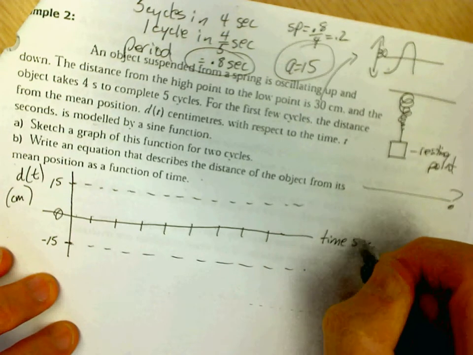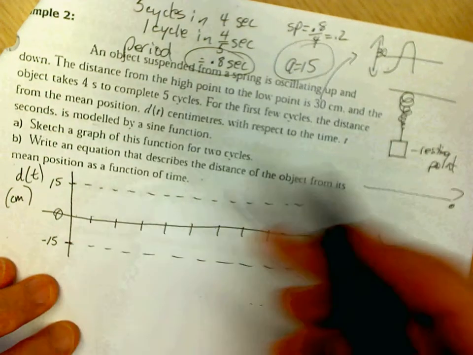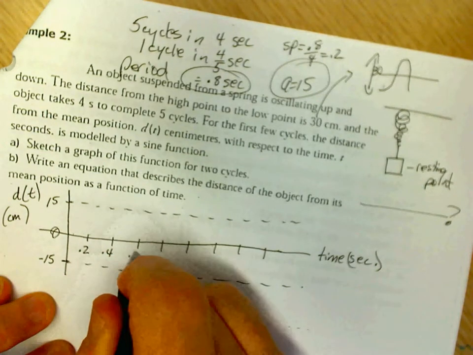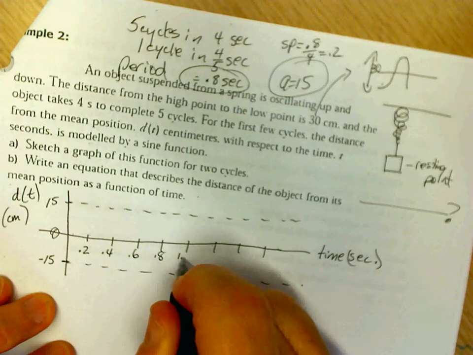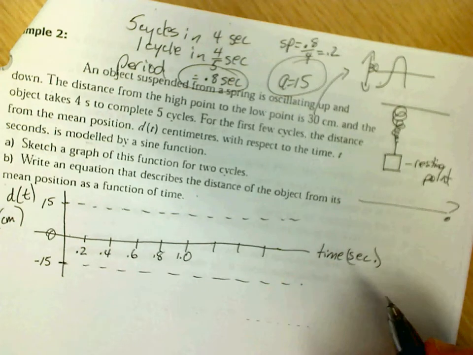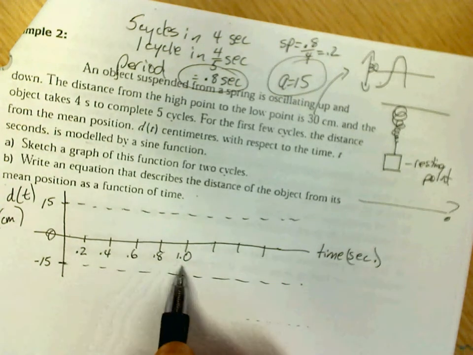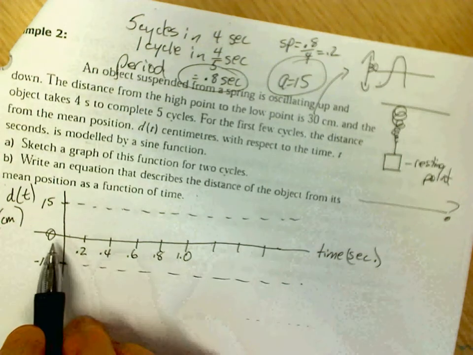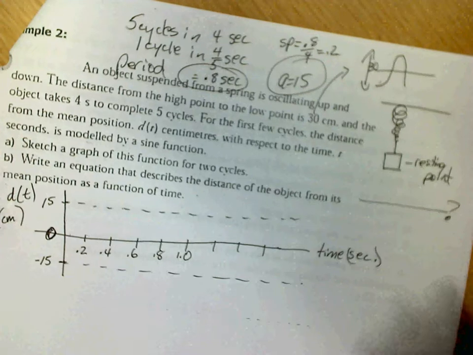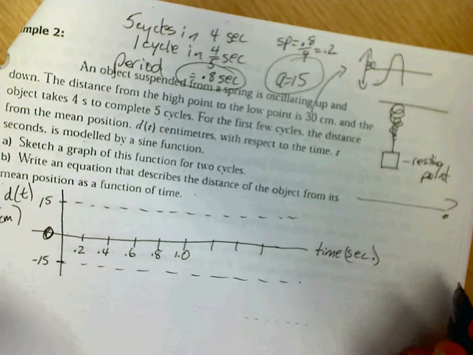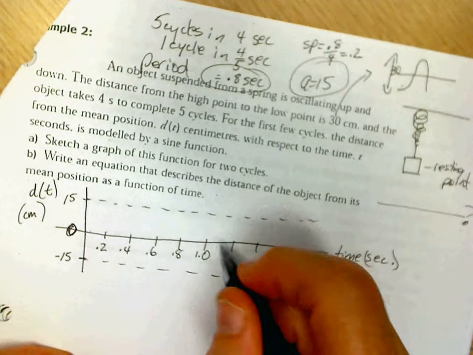Okay, so special points occur every 0.2 second. 0.2, 0.4, 0.6, 0.8, 1.0. We're just treating the mean distance as 0. It wasn't my intention to make it look like that. 1.2, 1.4, 1.6.